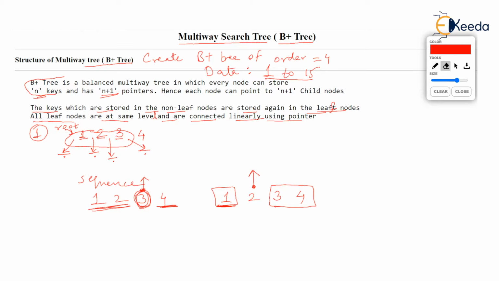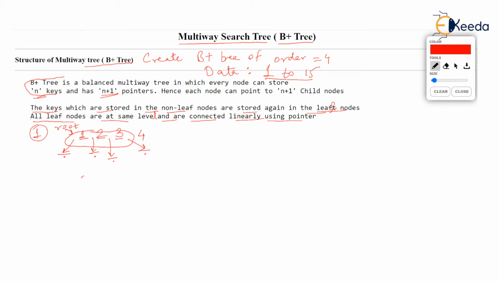So let's continue inserting 4 in the above node. We have got a sequence 1, 2, 3, 4, and we are going to split that, saying that the third key is the median. Fine. So what will be the new tree now? Just check.